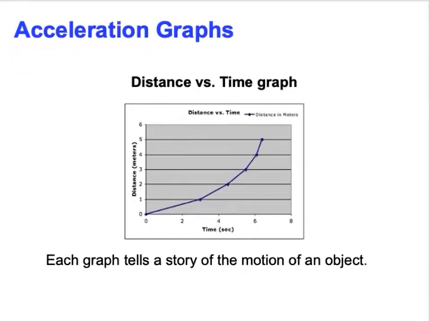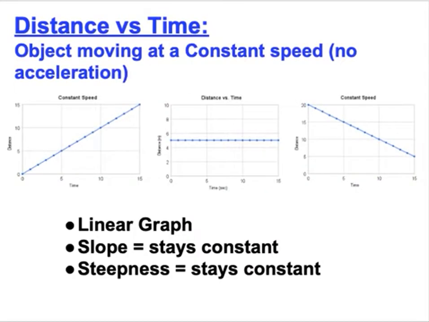Every graph that you make tells a story. The graphs we'll be making are distance versus time graphs, and every one of those graphs tells a story about how that object is moving, whether it's speeding up, slowing down, or moving at a constant speed. In this week's lesson, we're going to look at graphs and identify, just by looking at the slope, the steepness of the line, and explain what happened to the motion of an object.